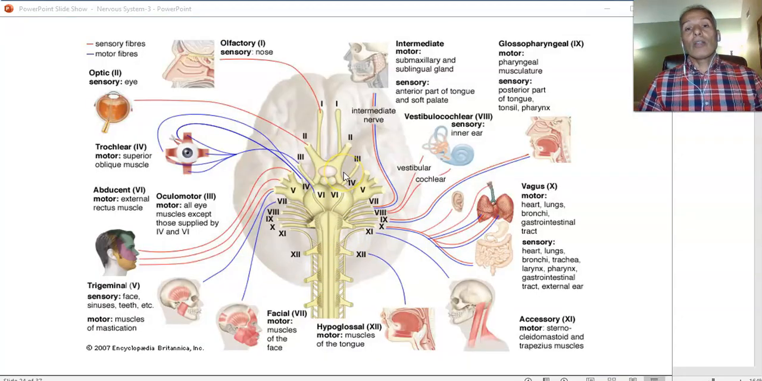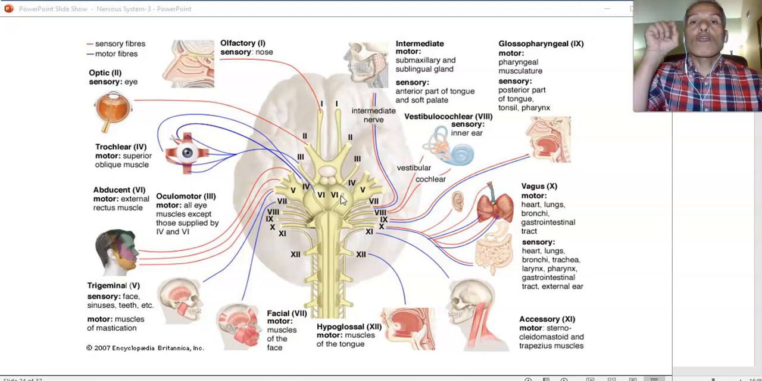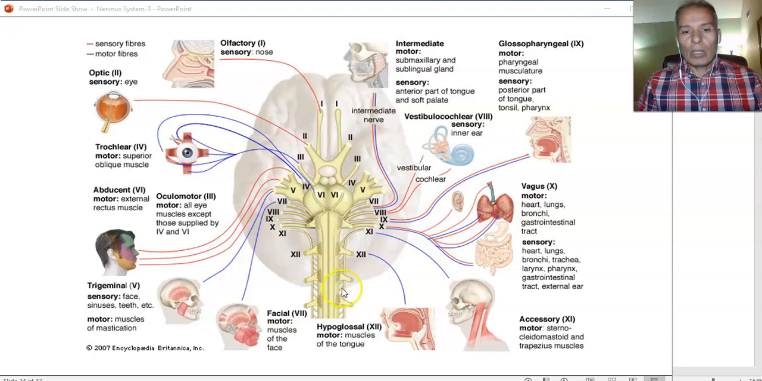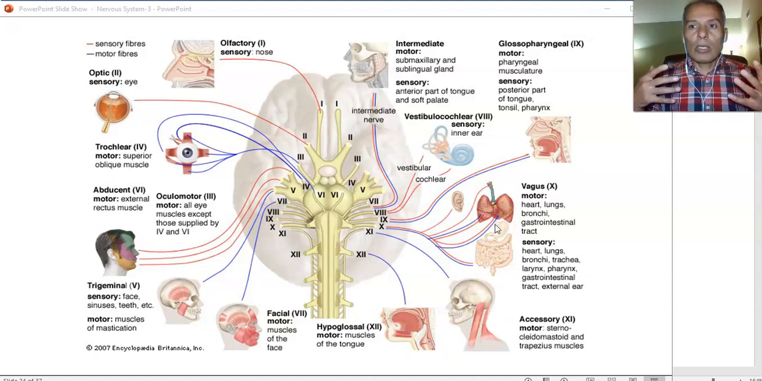So the cranial nerves are 12. They are called cranial, pay attention, because the roots of each of them originate on the brain stem inside of the cranium. So all of the roots are inside of the cranium, but each one of them gets out of the cranium and goes to connect with different parts.